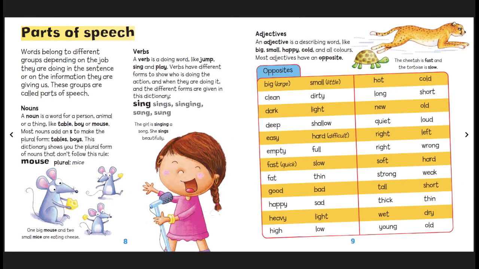Parts of speech. Words belong to different groups depending on the job they are doing in the sentence or on the information they are giving us. These groups are called parts of speech.